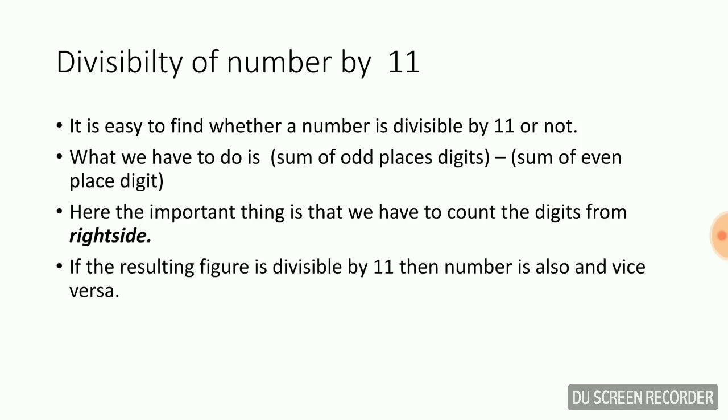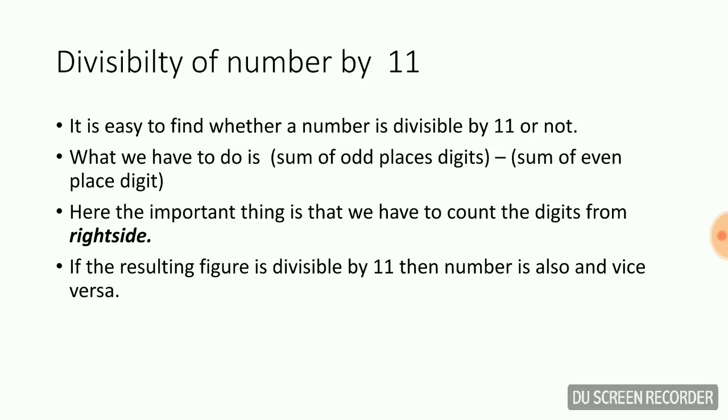Now we will learn how to find the divisibility of a number by 11. It is also easy. What you have to do in 3 and 9, we simply add up the digits, then find whether the sum is divisible or not. But here's something special. What is special? We will not add all the digits. What we will do is start counting from the right.